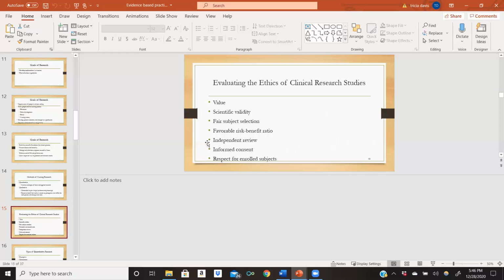So, evaluating the ethics of clinical research studies. So we have value. Value is enhancements of health or knowledge that must be derived from research. Scientific validity is the research must be methodically rigorous, which basically means you have to conduct research within a well-defined design. You have to use appropriate methods, and you have to work with logical, methodological rigor, which may contribute to the substantiation of the claim that the researcher makes.